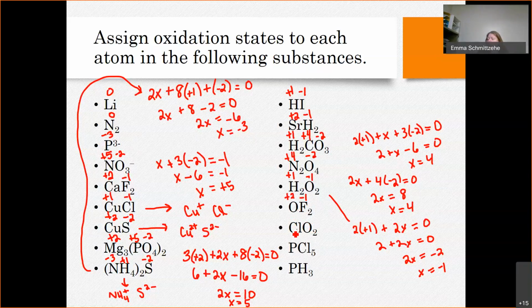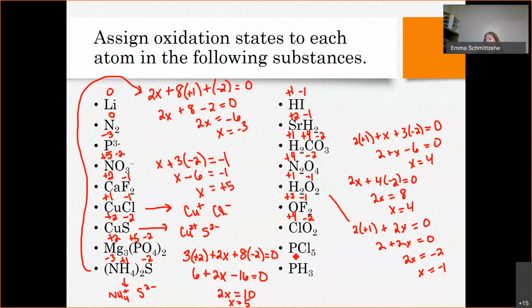Okay, just a few more. We've got ClO2. And so oxygen, I'm going to say, is -2. And if I have 2 -2s, that's a total of -4. And so I need to add something to -4 to make it 0. So it's going to have to be +4 for this ClO2, for the Cl part.